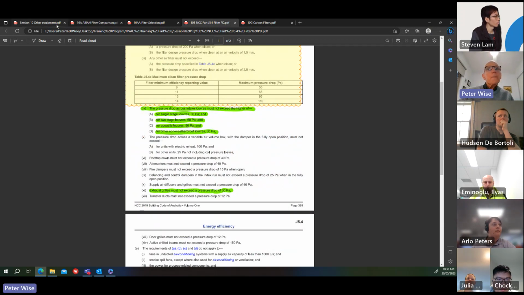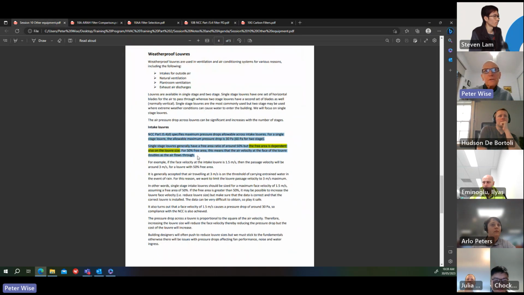Selecting louvers is all very well if you can find good information, and there is good information available, but that doesn't mean that's going to be the louver used on your project. So you need to be able to specify the parameters of selection of the louver.